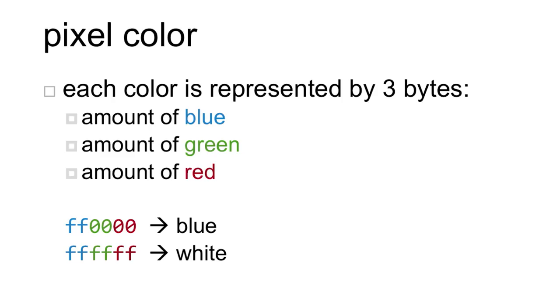Pixels are represented by 3 bytes, where each byte represents the amount of blue, green, and red respectively in that pixel. So if I were to, say, have the maximum amount of blue in a pixel, then I would have FF in the blue section. And if it were a pure blue pixel, then I'd have 0 green and 0 red. If, say, I had the maximum amount for blue, green, and red, then I'd have a white pixel.